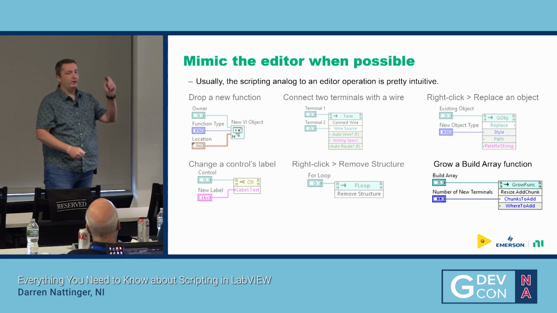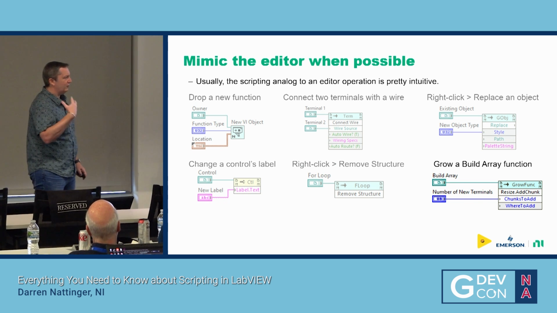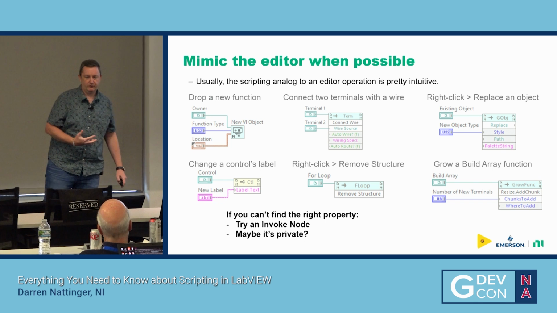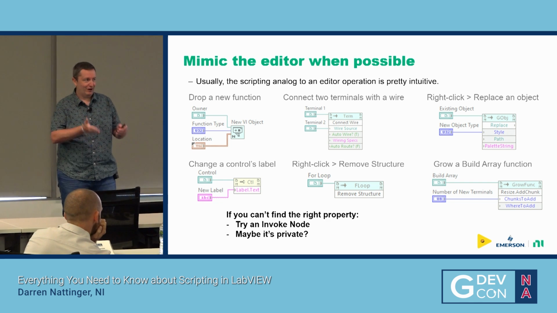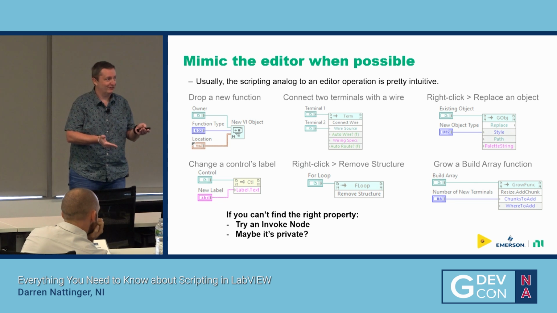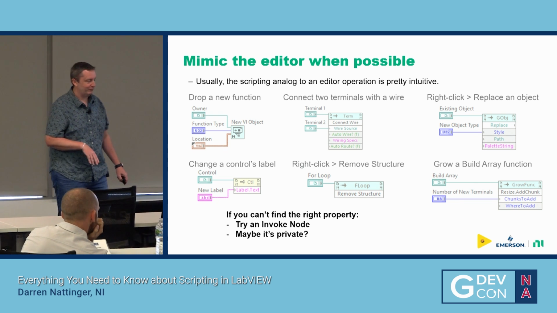If you want to grow a build array, there's a method that does that. So everything you can do in the editor, you should be able to do in scripting as well. If you can't find the right property, a lot of times it ends up being a method. There's not really any rhyme or reason for why some things end up being properties and some things being methods, so watch out for that.